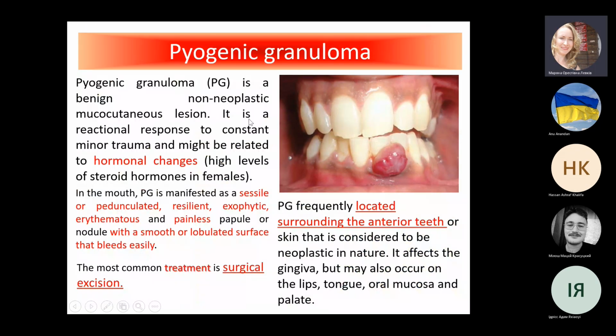Pyogenic granuloma is a benign, non-neoplastic mucocutaneous lesion. It is a reactional response to constant minor trauma and might be related to hormonal changes, high levels of steroid hormones in females. In the mouth, pyogenic granuloma is manifested as a sessile or pedunculated, resilient, exophytic, erythematous and painless papule or nodule with a smooth, lobulated surface that bleeds easily. It is frequently located surrounding the anterior teeth. It affects the gingiva, but may also occur on the lips, tongue, oral mucosa, and palate. The most common treatment for this is surgical excision.